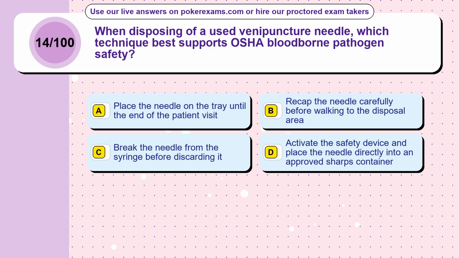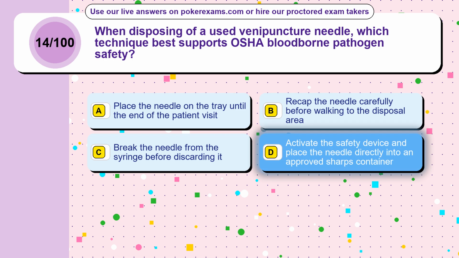Option A. Place the needle on the tray until the end of the patient visit. Option B. Recap the needle carefully before walking to the disposal area. Option C. Break the needle from the syringe before discarding it. Option D. Activate the safety device and place the needle directly into an approved sharps container.